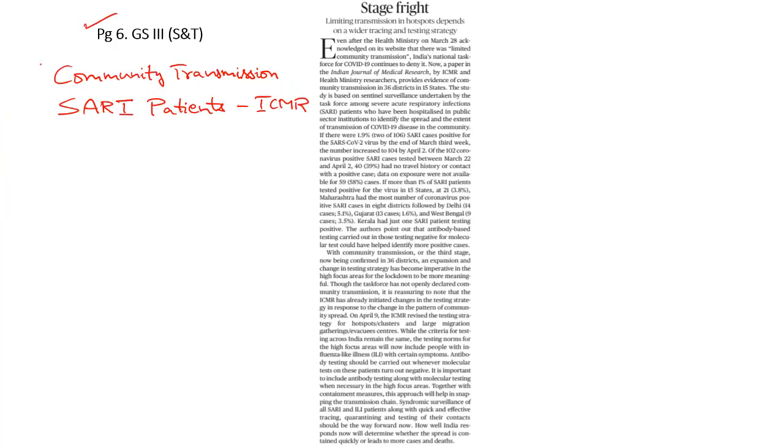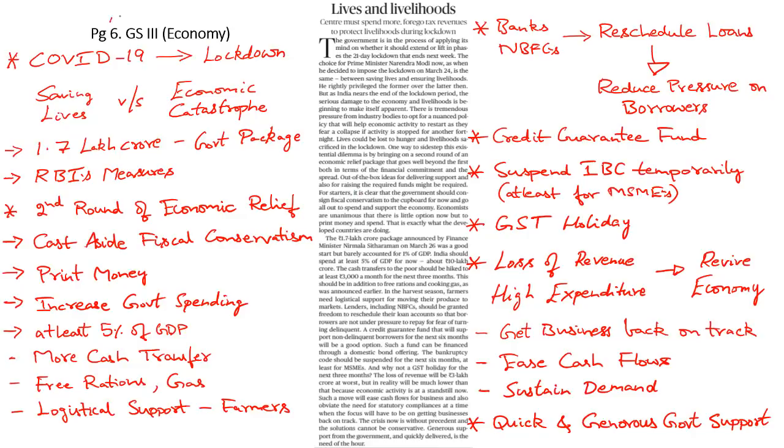Next, we have an editorial on page number 6 referring to community transmission and the random testing of patients suffering from severe acute respiratory illness by the ICMR. But we have already covered this topic at the start of the session, so I would request you to go through this editorial once. Now let's take up another editorial from page number 6.